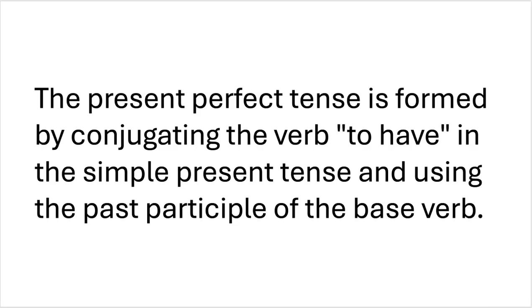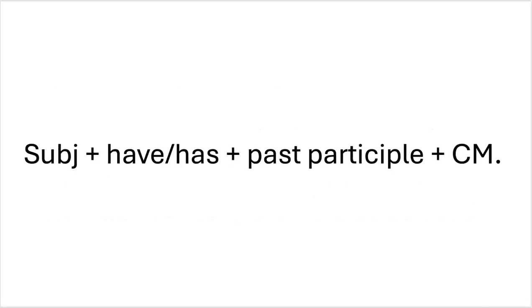The present perfect tense is formed by conjugating the verb to have in the simple present tense and using the past participle of the base verb. To use our usual format, we start with the subject. We use either have or has, depending on the subject, add the past participle, and then whatever we need to find complete meaning in our sentence.